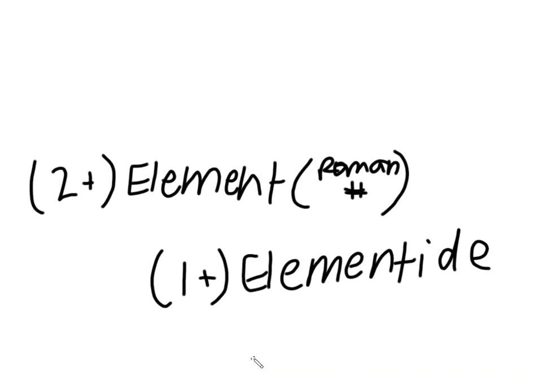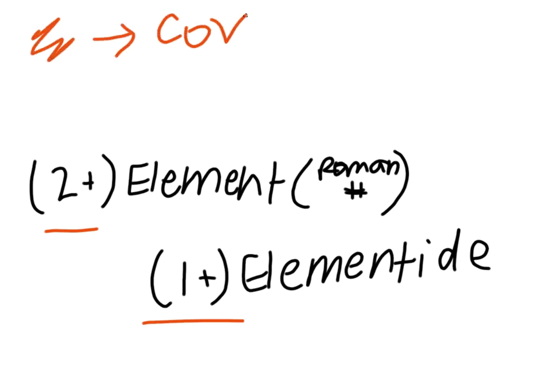Today we're going to be talking about naming chemical compounds. Let's just get right to it. As you can see, I've already drawn down this sort of formula for how to name elements. So let me explain it. This 2 plus in front of the element and this 1 plus, that goes with covalent compounds. So if you have a covalent compound, then you will have to do that 2 plus and 1 plus before.